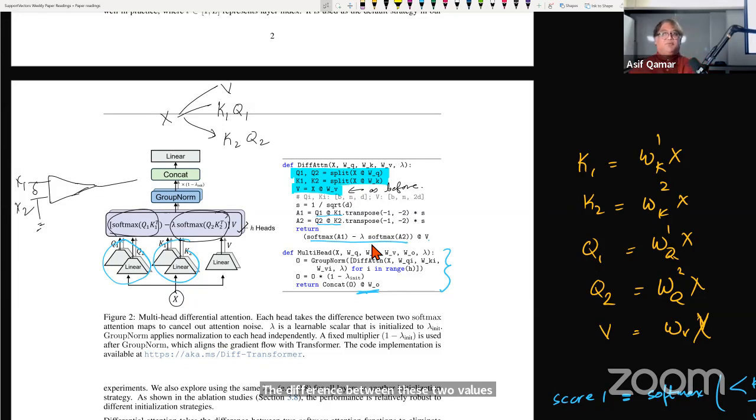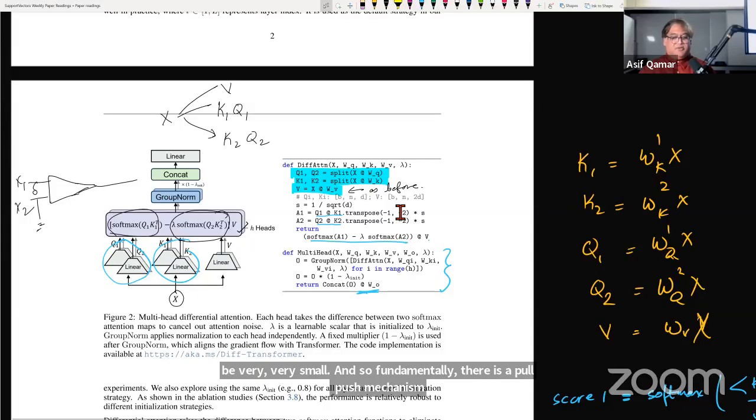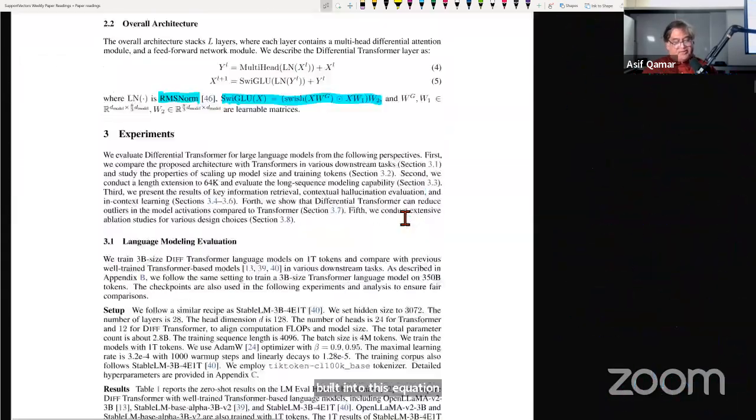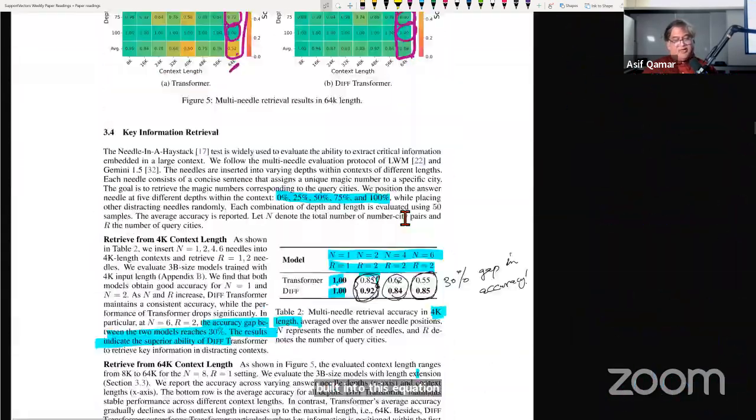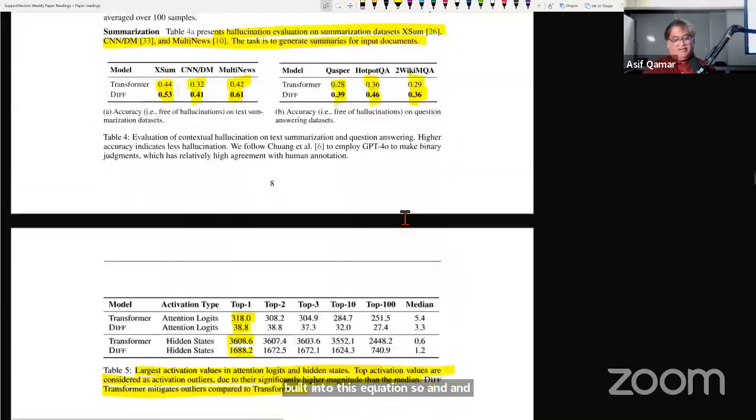And so fundamentally, there is a pull-push mechanism built into this equation. And the way to look at it is, I'll interpret it like this.